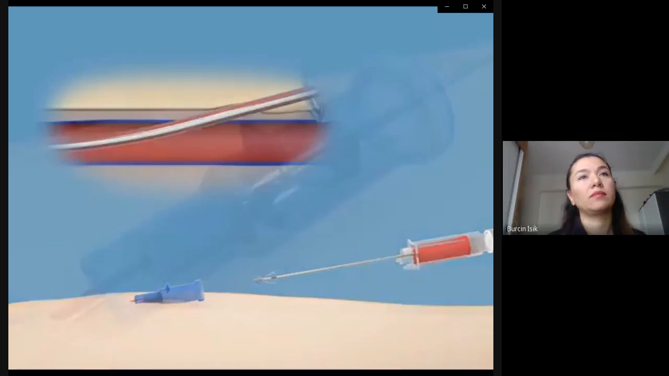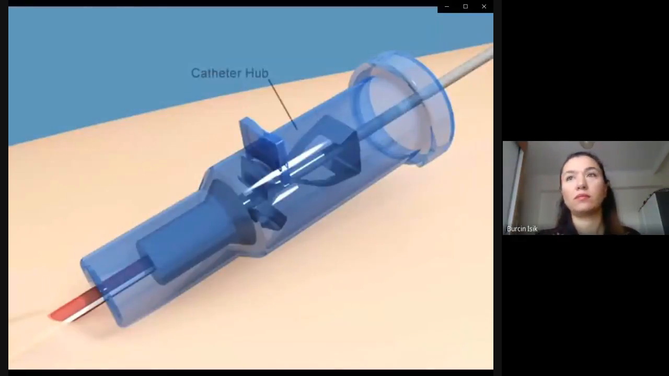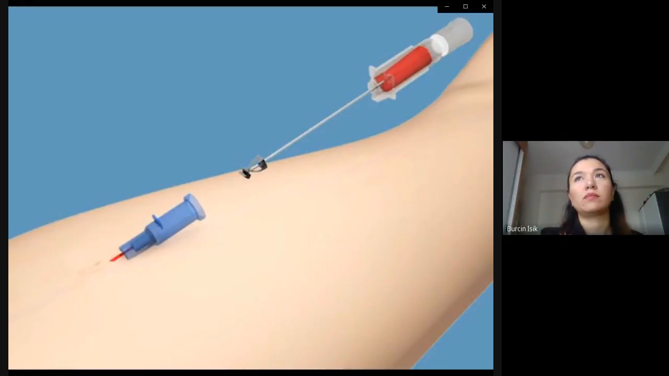The safety shield on the B. Braun Introcan Safety IV catheter engages as the needle passes through the catheter hub. It deploys automatically and permanently shields the needle tip. This safety feature cannot be bypassed and is designed to protect against needle stick injuries.